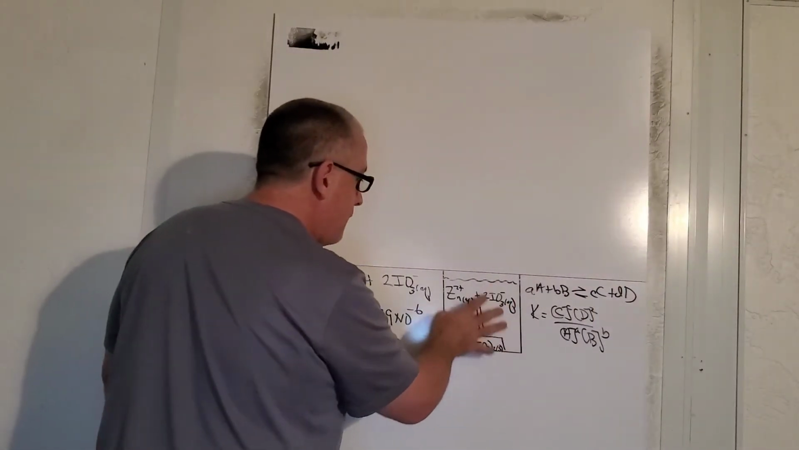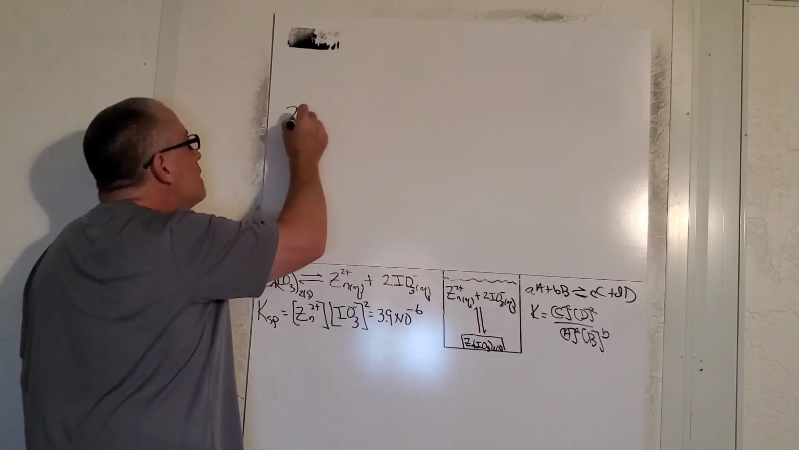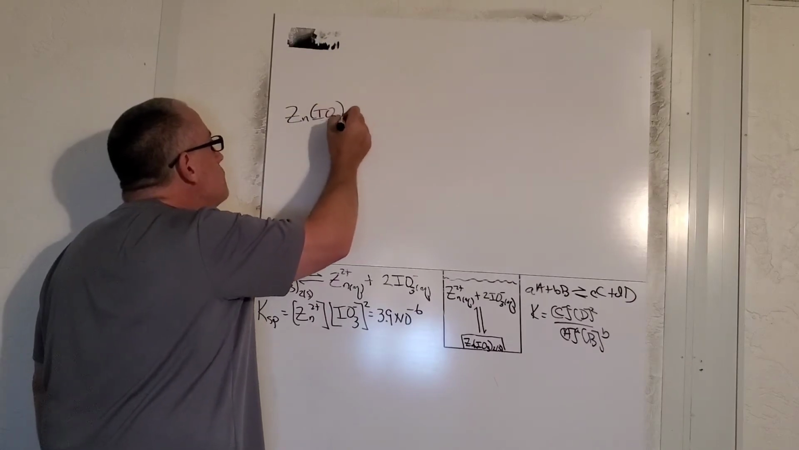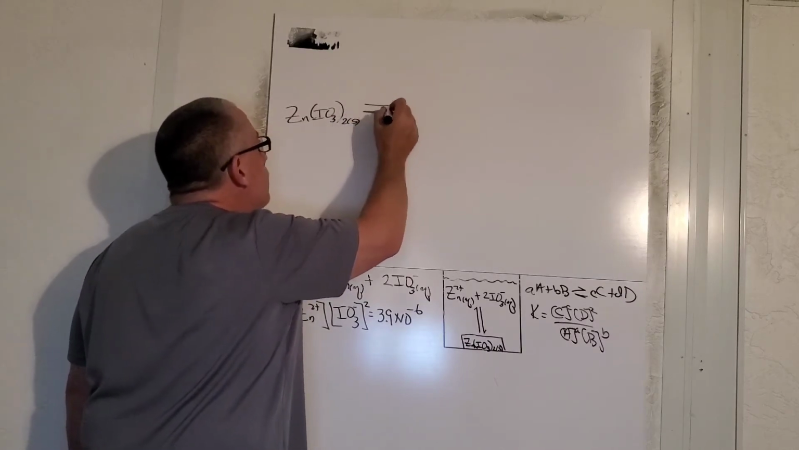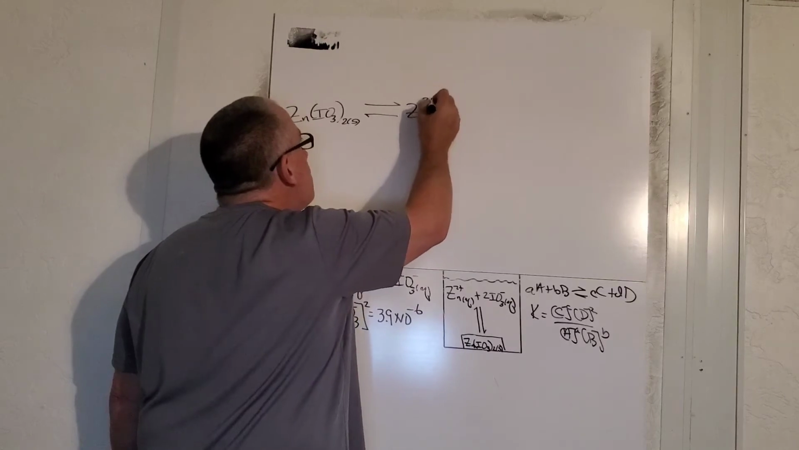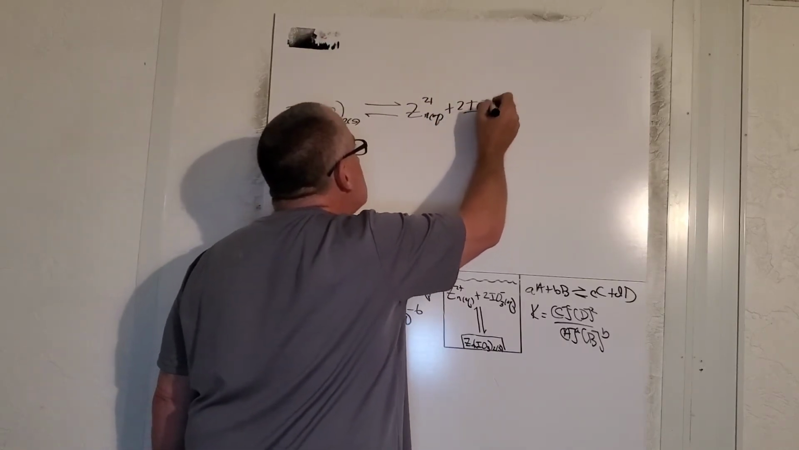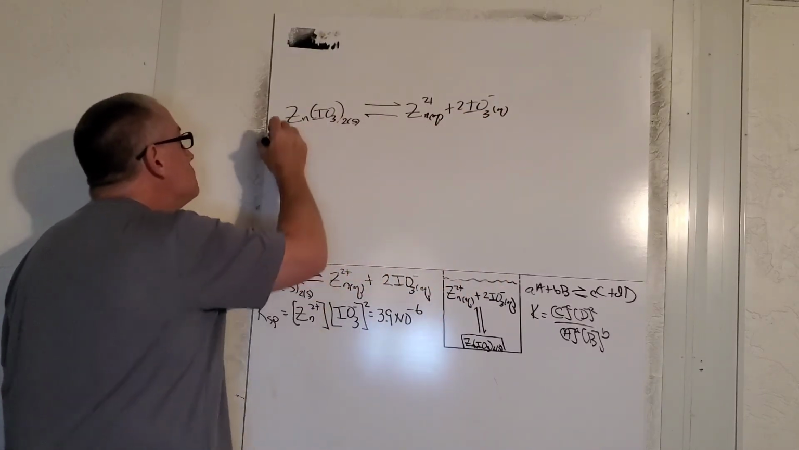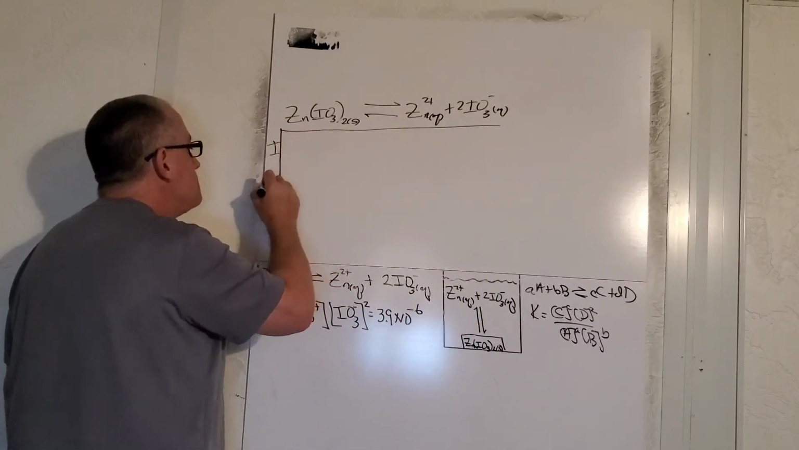So if I put some solid zinc iodate into pure water, I'm going to have this ZnIO3 solid in equilibrium with Zn2+ aqueous plus 2 iodate aqueous, and I can set up an ICE chart.